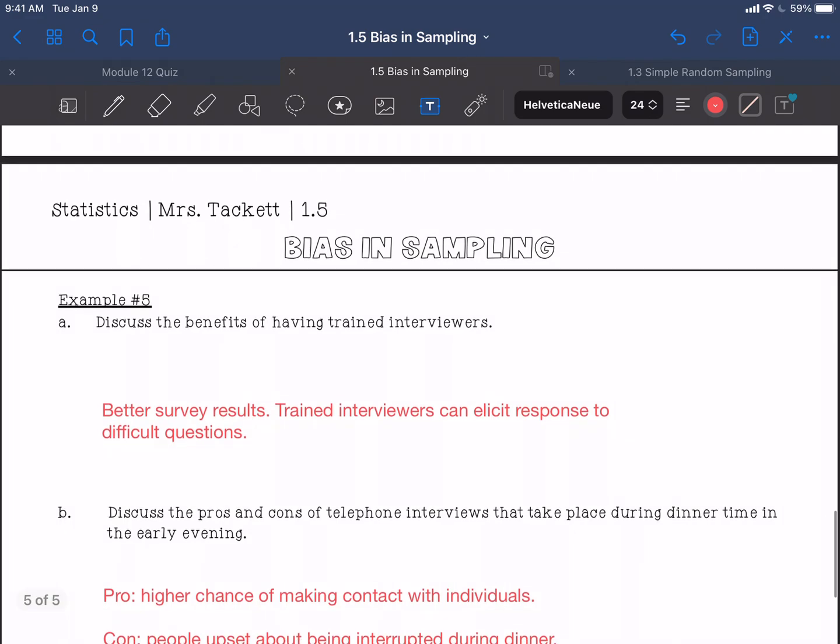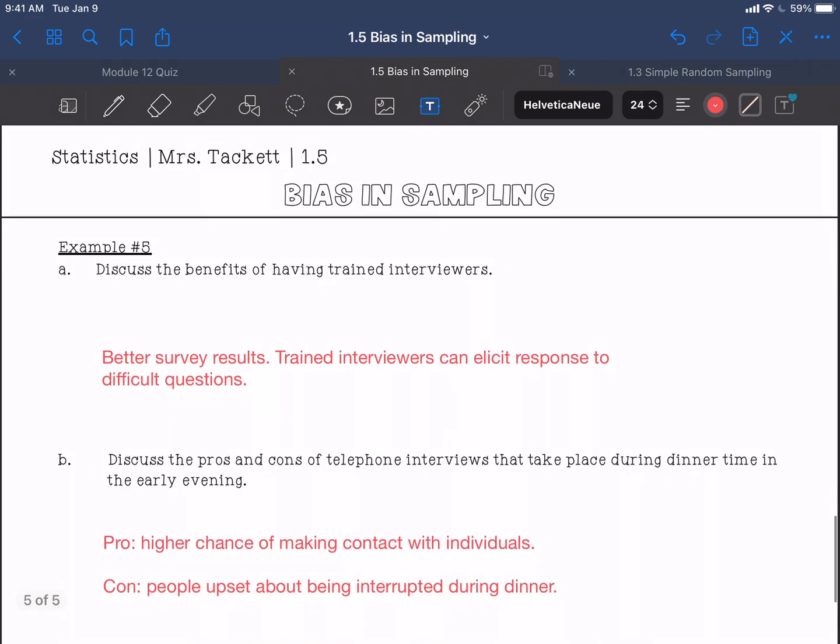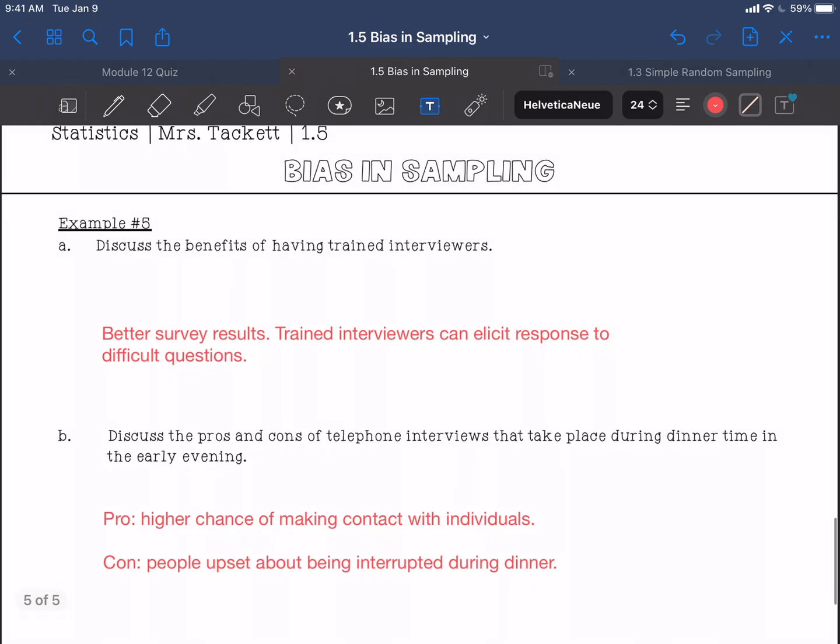Part B, pros and cons of telephone interviews to take place during dinner time in the early evening. Well, a pro would be that you have a higher chance of making contact with individuals. A lot of people are home during dinner time, it's after work, getting ready to eat with the family. So you have a higher chance of getting someone to answer. The con of that would be people could get upset about being interrupted during their dinner time. That might be their only family time that they have. And so when that time is taken, they don't appreciate it.